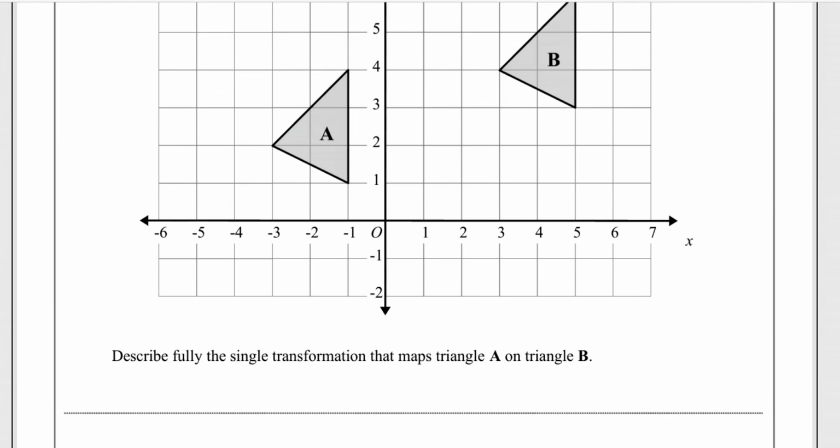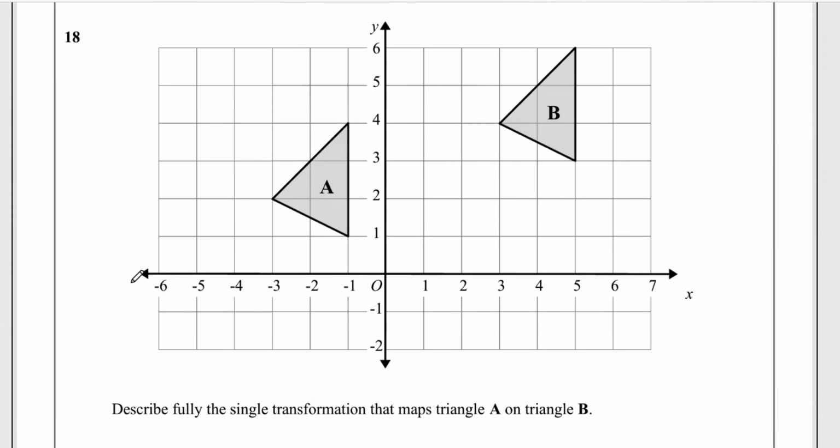We go to 18. Describe the transformation that maps A to B. So it's the same thing. You know, when it comes to transformation, there's enlargement, there's translation, there's rotation, there's reflection. So this is clearly a translation because the same thing is in A and B. It's just in a different location. So it's a translation.